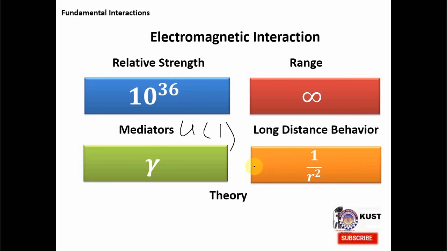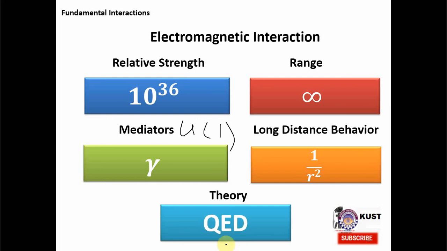And the theory which describes it is quantum electrodynamics. Actually, it is the quantum version of the classical electrodynamics, and it was the first successful theory developed quantum mechanically. In my next lecture, you will find details on quantum electrodynamics, where I will give all the processes and Feynman diagrams for calculating the electromagnetic interaction between two charged particles.